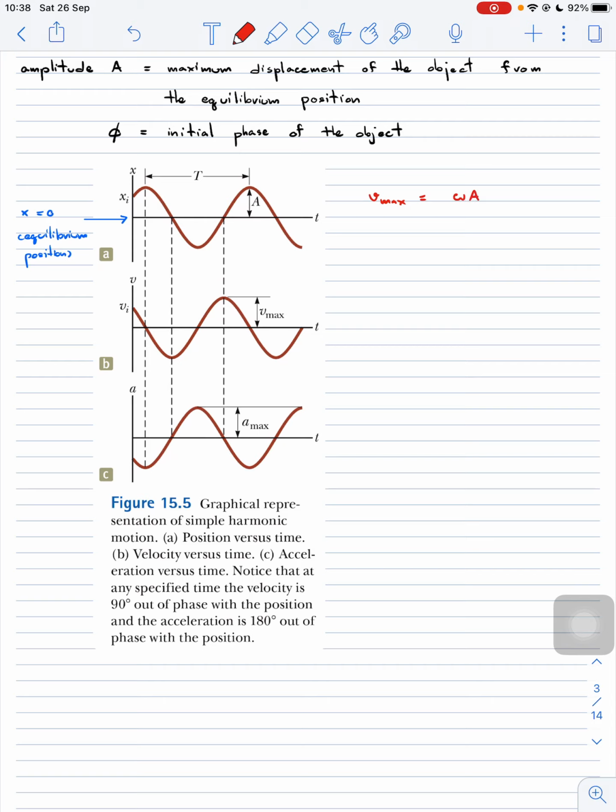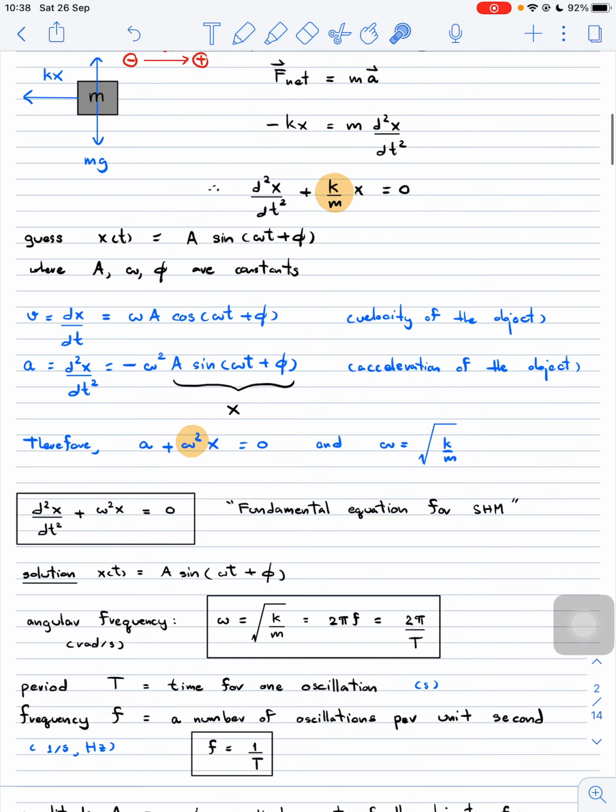Okay, and now how about the Amax? Again, we can look at the function of the acceleration a. We know that the maximum value of sine of omega t plus phi is equal to 1. Then the maximum value of the acceleration must be equal to omega squared times A. Right now we just ignore the negative sign, because we only want to take the magnitude of this one. So we have omega squared times the amplitude to be the maximum acceleration.